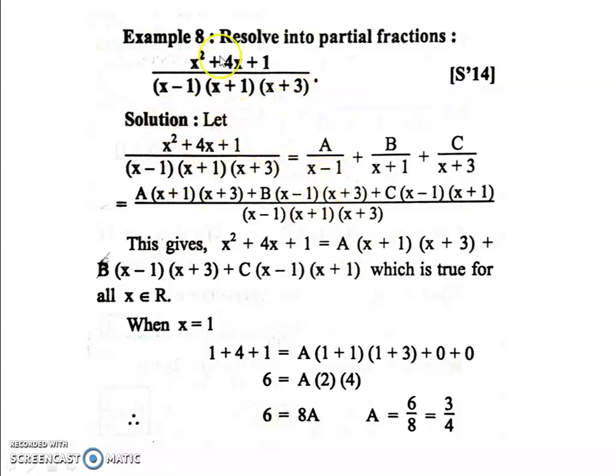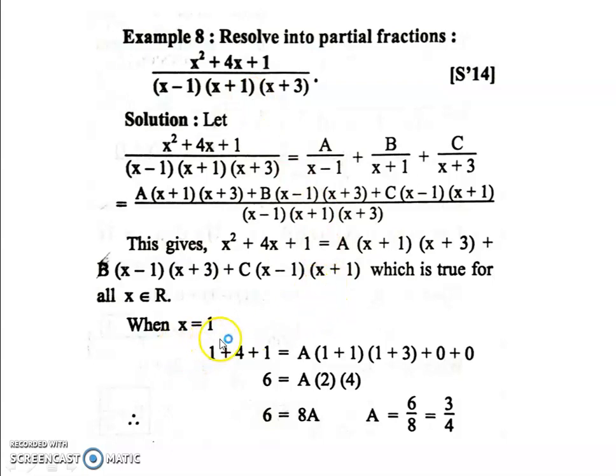So multiply both sides by this term. x minus 1 gets cancelled, so we derive capital A into (x plus 1)(x plus 3). In the B term, x plus 1 gets cancelled, so what is remaining? (x minus 1) and (x plus 3). Plus C, whose denominator is x plus 3, so that gets cancelled. What is remaining? (x minus 1)(x plus 1).